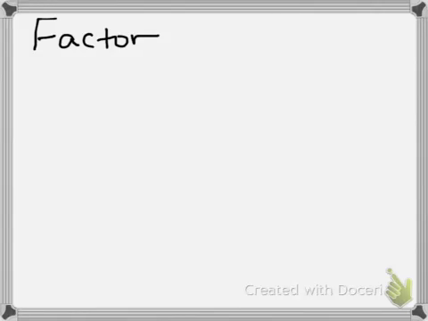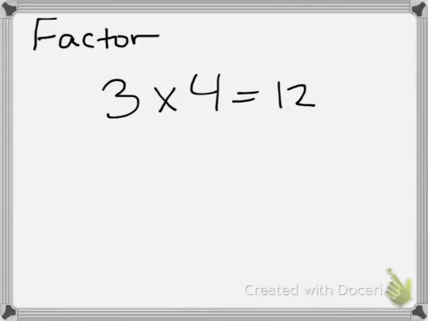The first thing that's very confusing for students is the difference between factors and multiples. A factor is, if I did the multiplication problem 3 times 4 equals 12, the two numbers that you multiply together, so 3 and 4. One way to keep factors straight is that factors are always going to be smaller than the number.